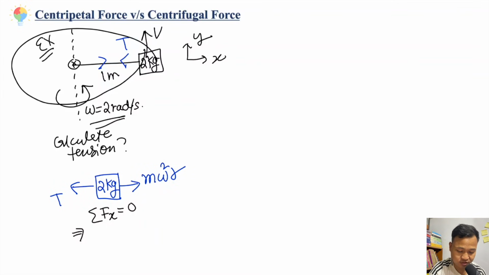So from the force equation, T equals m omega square r, which is mass 2 into omega 2 square into radius 1. So this is how much? 8 Newton.